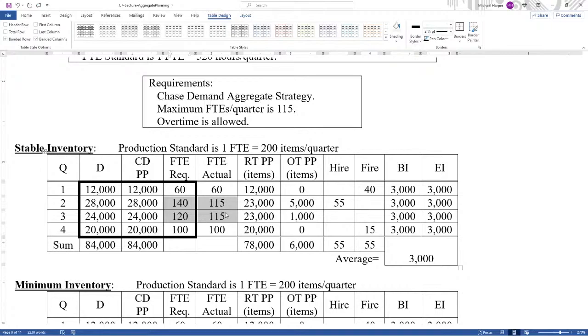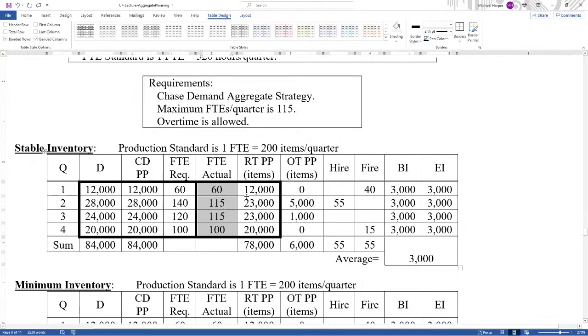Okay, so now the 115 becomes our actual FTEs. That's actually what we're using. So if we multiply that times our production standard of 200, then this becomes our production. And let me just box this in. That satisfies our maximum FTEs. So now that production plan, the RT, is called regular time production. Regular time because these FTEs are working the regular time of 40 hours a week. Our FTE time standard is 40 hours a week, over a quarter. Those are the regular time production plan.